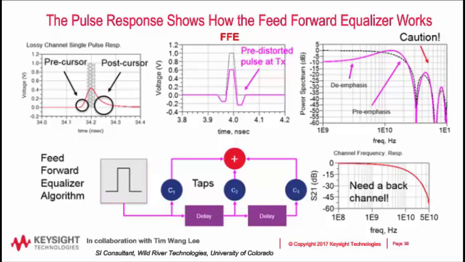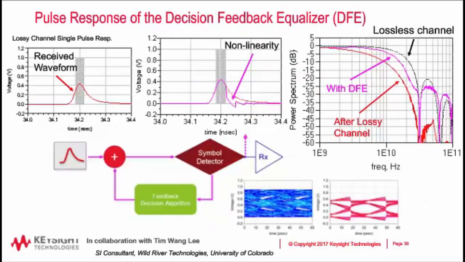Now let's take a quick look at the pulse response of the decision feedback equalizer. Again, a lot of insight can be gathered by using this single pulse response going through the channel. We have here on the left, the gray is sort of showing the single unit interval, what our ideal pulse width would be. The red is the degraded pulse that's come through our channel, and you can see that this red single pulse is smearing into the preceding and trailing bits.